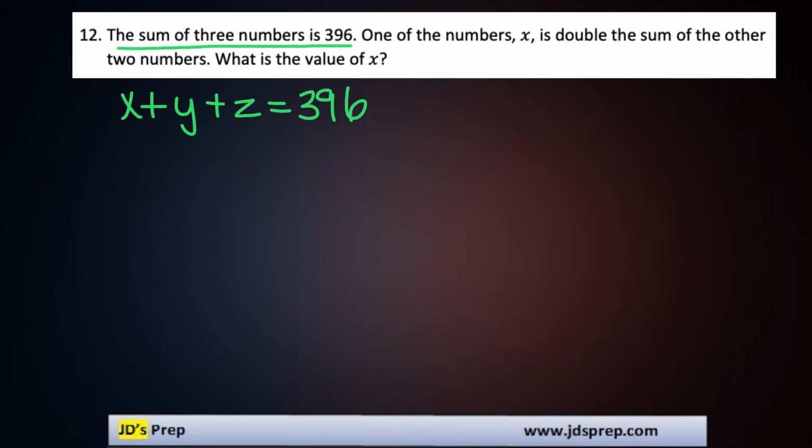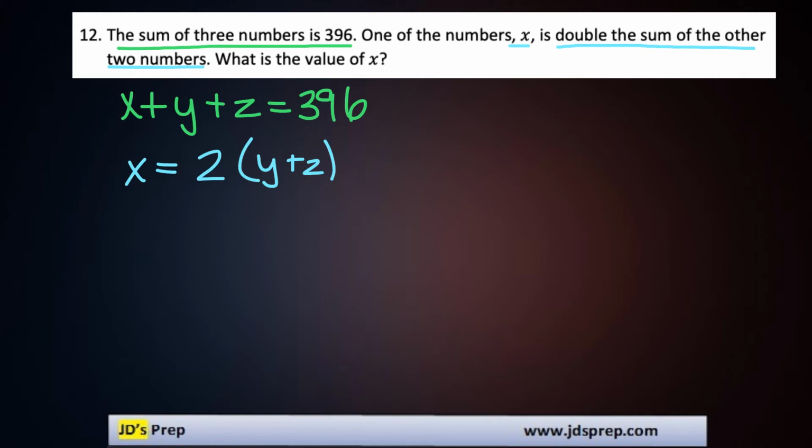The next piece of information we're given is that the number x is equal to double the sum of the other two numbers. So we can write that out as an equation. We would say that x equals 2 multiplied by y plus z. So that's double the sum of y and z together. Now, what we're trying to find is the value of x.